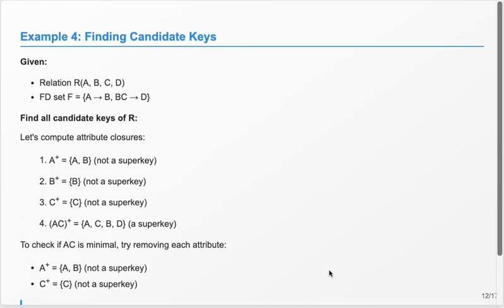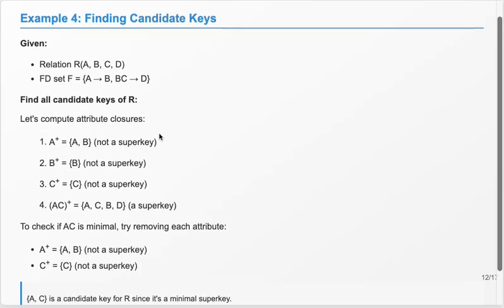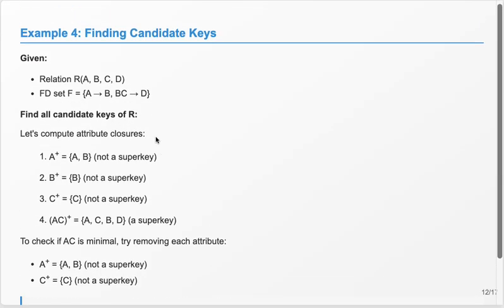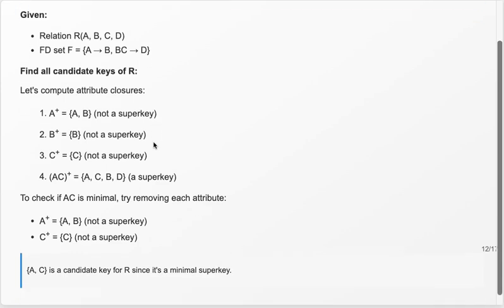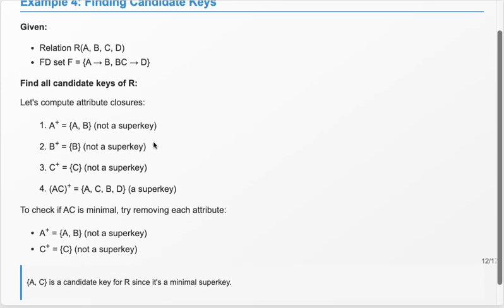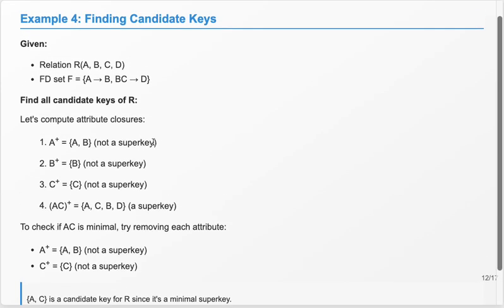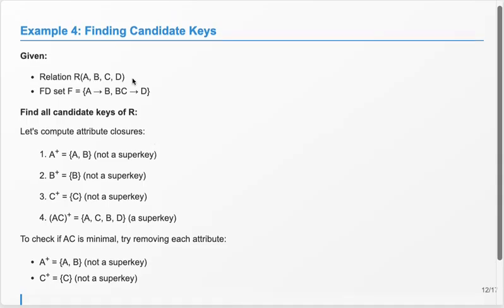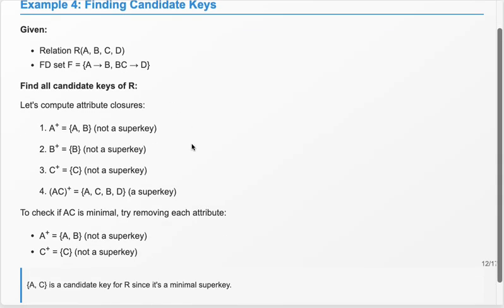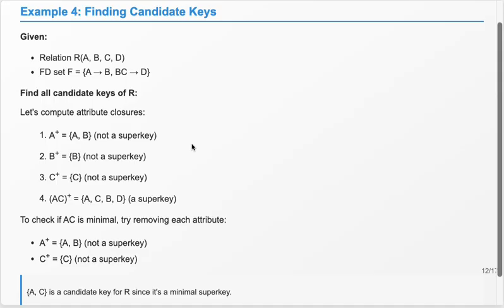And here, we're going to look at another example of finding candidate keys. For this relation, A, B, C, D, we are considering two functional dependencies: A determines B and BC determines D. So now we need to find all candidate keys of R. So basically, in theory, we need to consider all combinations, all proper subsets of the relation, check whether it is a superkey, and then we need to check whether it is minimal.